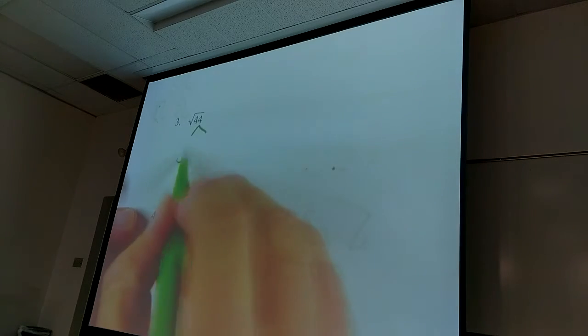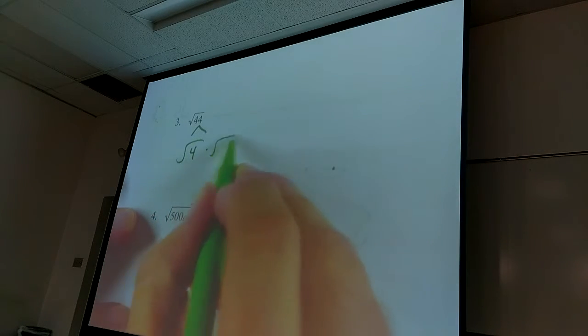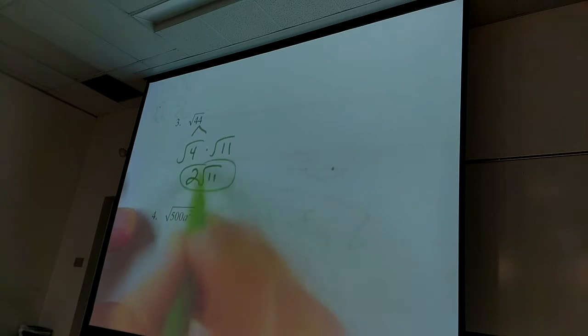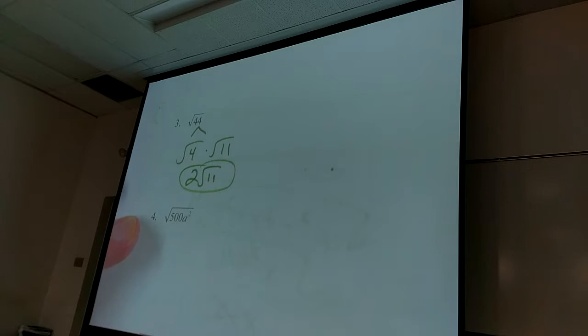So how are you guys breaking up square root of 44? 4 and 11. Yeah, square root of 4 times square root of 11. Square root of 4 is 2. Square root of 11 is, I don't know. Would it have mattered if you did 11 square root of 2? Yes, completely. That is totally different. I need you to understand.